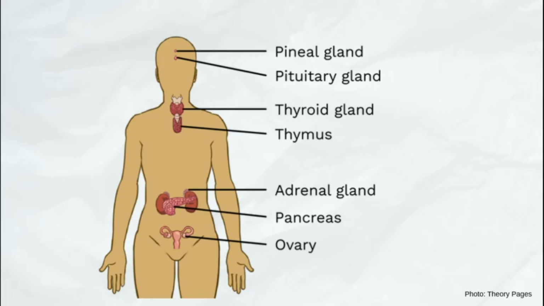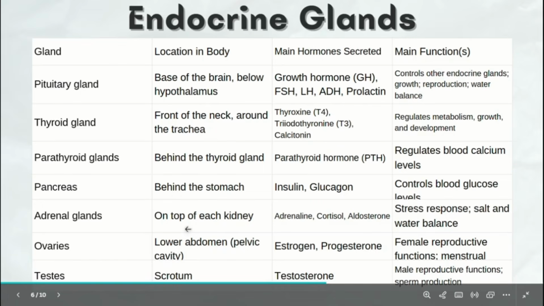Now, based on the endocrine system, we know that there are different glands, and some of those glands are the pineal gland and the pituitary gland. Both are found within the brain region. You have the thyroid in the throat, and the thymus a little below the thyroid. The adrenal glands are found on top of the kidneys, and the pancreas is in between. And then, of course, you have the ovary, which is in the reproductive area.